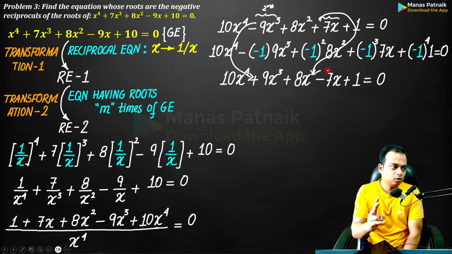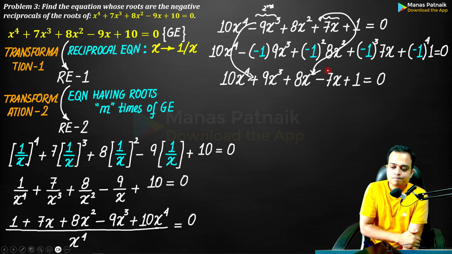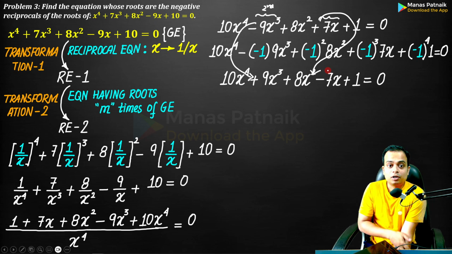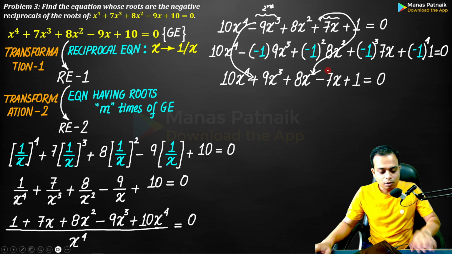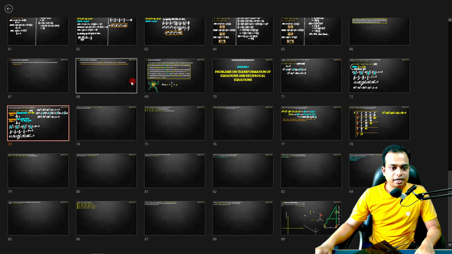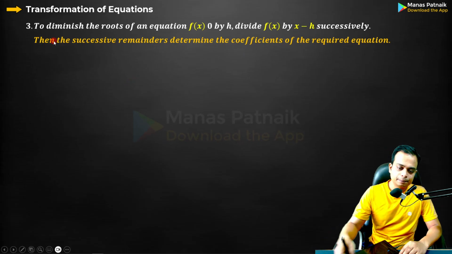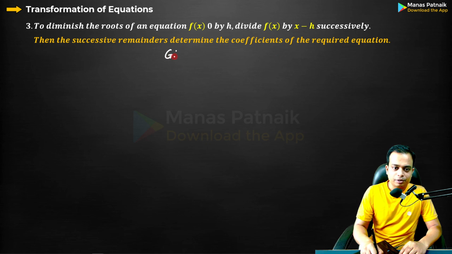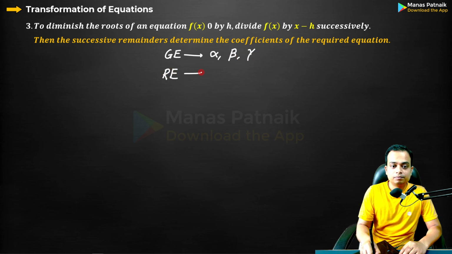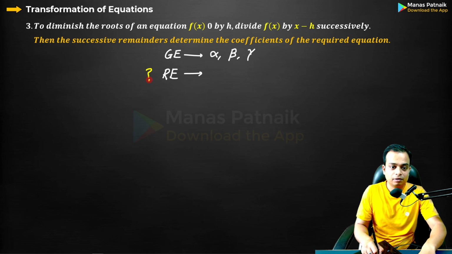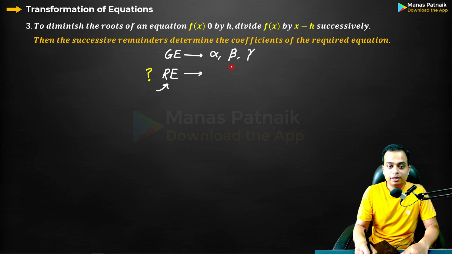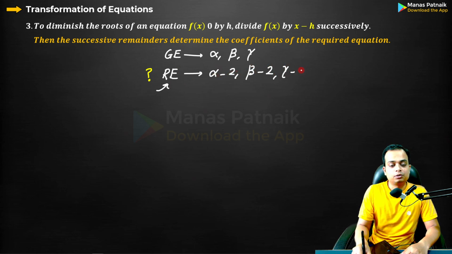So we have discussed two transformations in detail. One was the M concept and the second was reciprocal. Now there is another transformation that you need to learn, and that is about how you can diminish the roots. Let's say I give you an equation and I say that the roots are alpha, beta, and gamma. Now you need to work out the required equation whose roots are alpha minus 2, beta minus 2, and gamma minus 2.